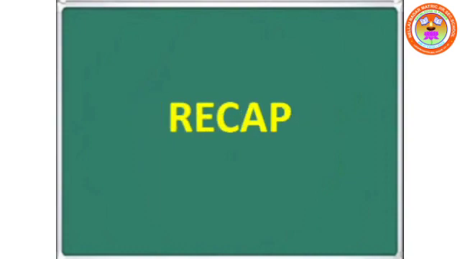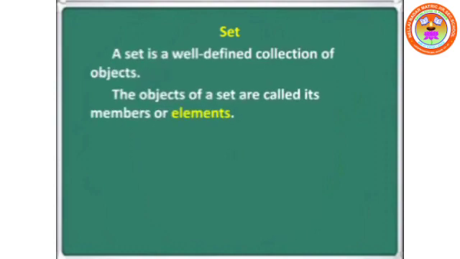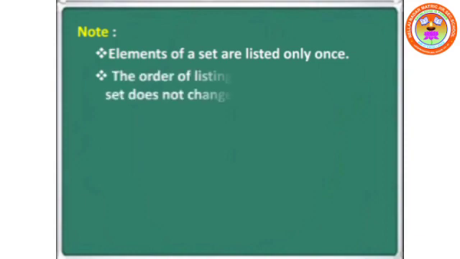First of all, we will recap whatever we learned in the previous class. Set. A set is a collection of well-defined objects, and the objects are called elements. Elements of a set are listed only once. Every element should occur only once. The order of listing the elements of the set does not change the set.